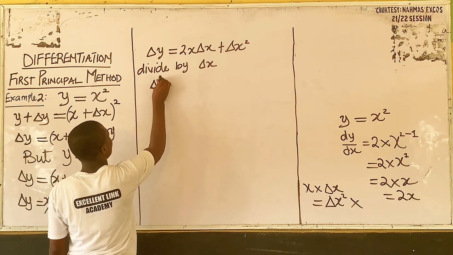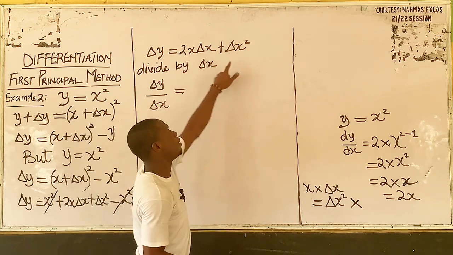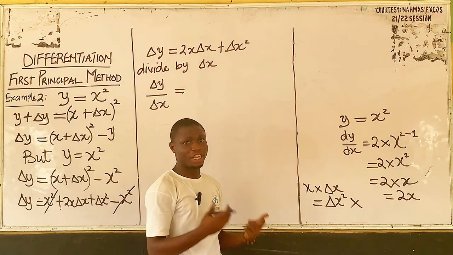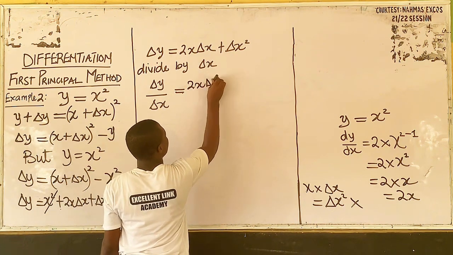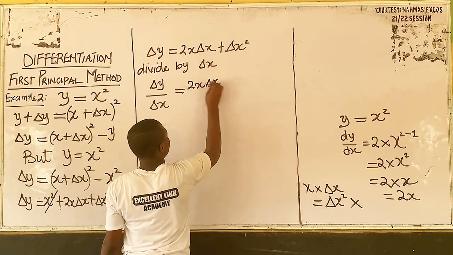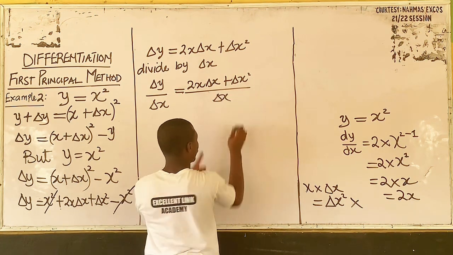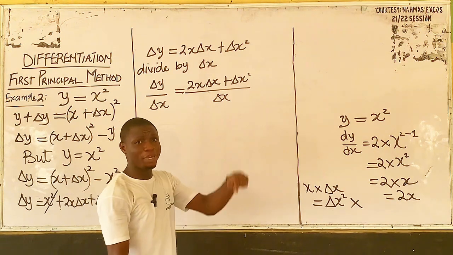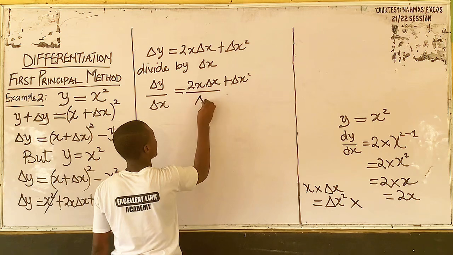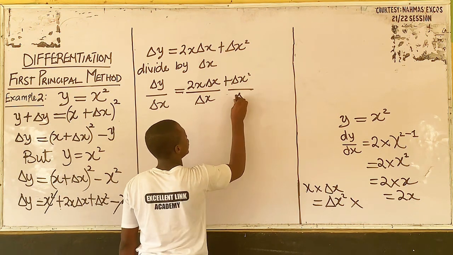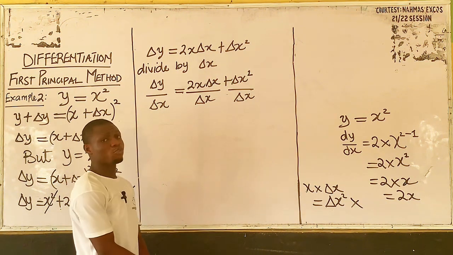So change in y over change in x equal to, pick the terms individually and divide them by change in x. So I will not say 2x change in x plus change in x squared over change in x. This is wrong. Pick them individually. So I shall have this one alone, change in x, and this alone, change in x. Mind you, I have a square here. What comes to mind here?